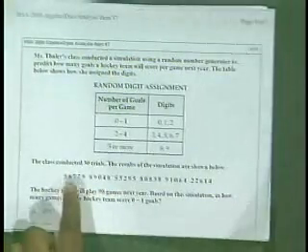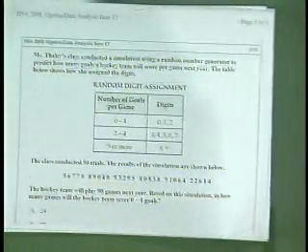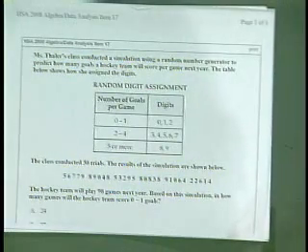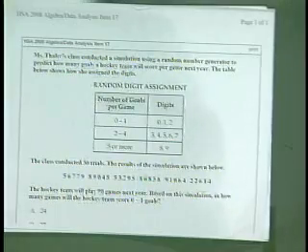So it says the class conducted 30 trials. The results of the simulation are shown below. So here we have our set of random numbers. And it says the hockey team will play 90 games next year. Based on this simulation, in how many games will the hockey team score between 0 and 1 goal?